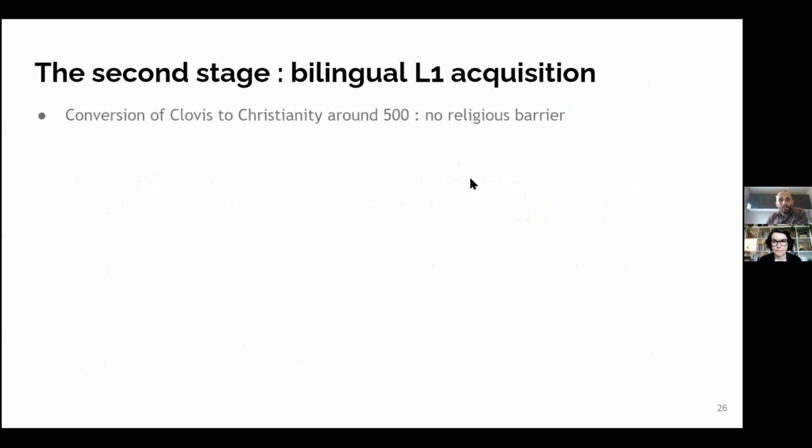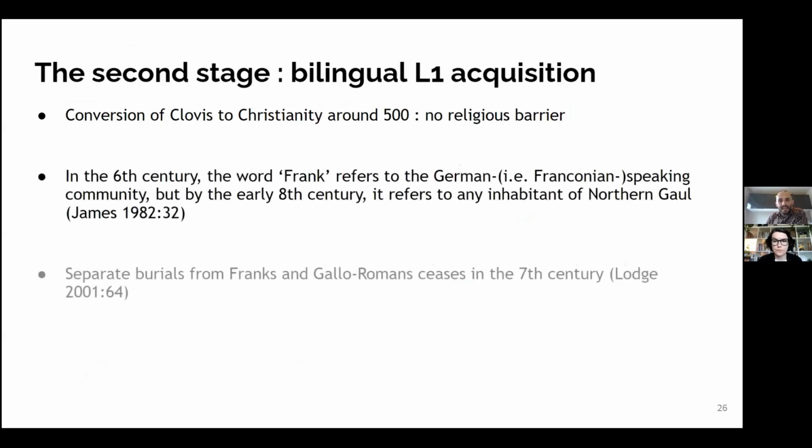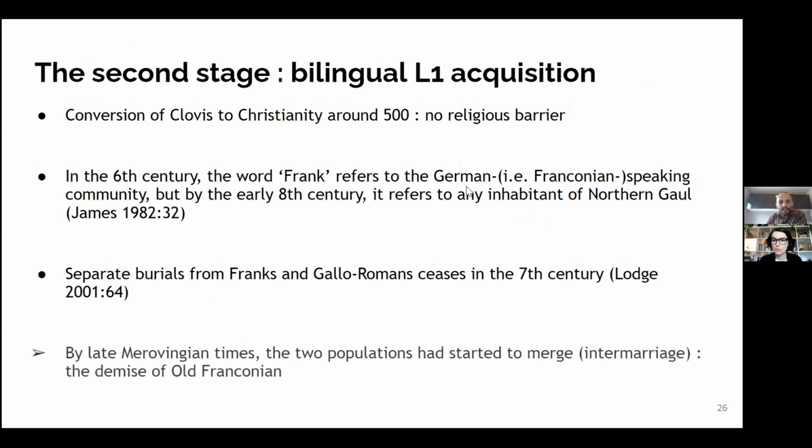But the second stage would be, of course, when bilingual first language acquisition becomes more important. We know there are many indications that the initial segregation of the groups waned away. There were no religious barriers between them. The word Frank takes on a new meaning and refers to the entire population of Northern Gaul. Separate burials cease. So by late Merovingian times, the two populations had started to merge, and that's the demise of Gallo-Romance and Franconian. And now Aelís will talk a bit about this bilingual first language acquisition scenario.